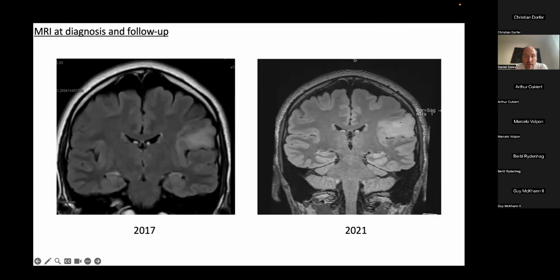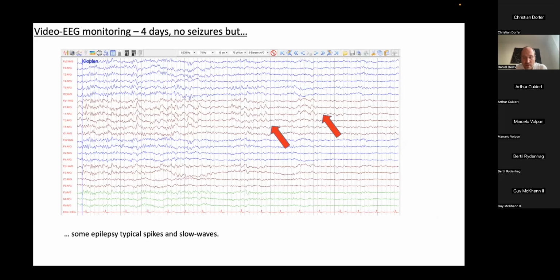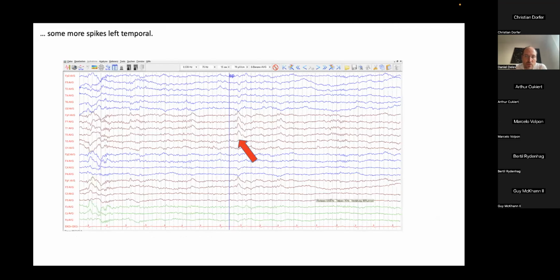We put this young male on video EEG monitoring for 4 days, and unfortunately, despite withdrawing the seizure medications, we didn't get any seizures. We got, however, some epilepsy-typical spikes and some sharp waves. You see it's T3, T5, so it's more temporal. Having in mind the lesion, one could quite well explain why we would see this in the temporal lobe, but we couldn't really record, at least in those 4 days, a clinically presented seizure.